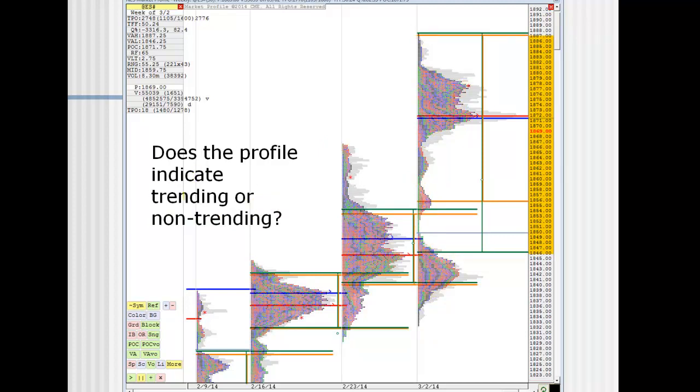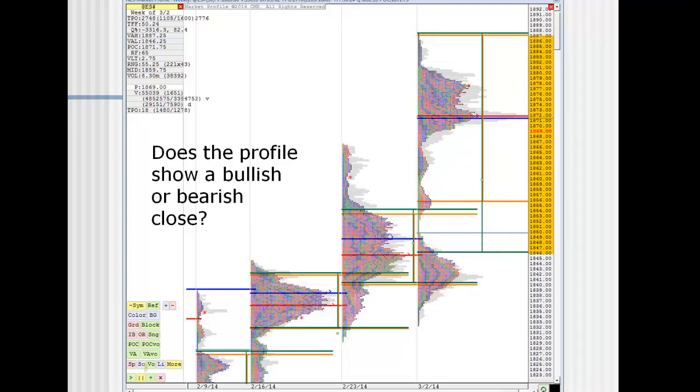Does the profile indicate trending or non-trending? Well, we already talked about a higher low than the prior week and a higher high, so that is the definition of an uptrend. We're making a higher low and a higher high. Not only that, take a look at the trend of where the clusters are moving. One cluster above the other, this one here and this one here, for a close close to the high. That is a very strong trending market to the upside. So we had a very bullish market that week.